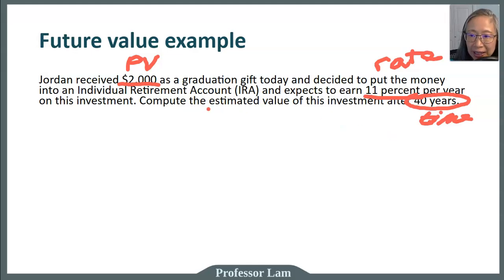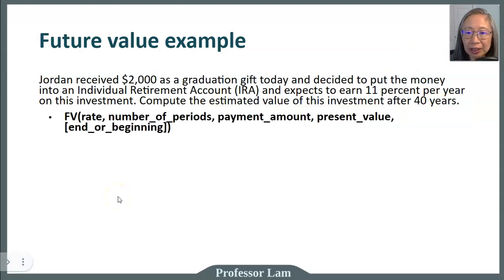And you want to estimate the value of this in 40 years. So you are asked to find the future value. The function we'll use is the future value function, or FV. The first input variable is the interest rate, which is the 11%. The second is the number of periods, which is 40 years.